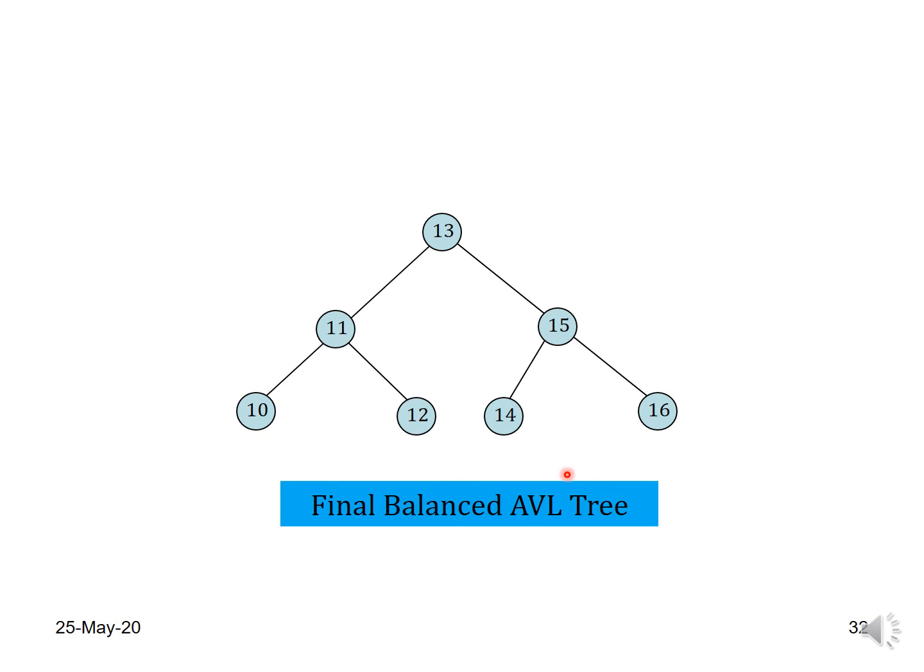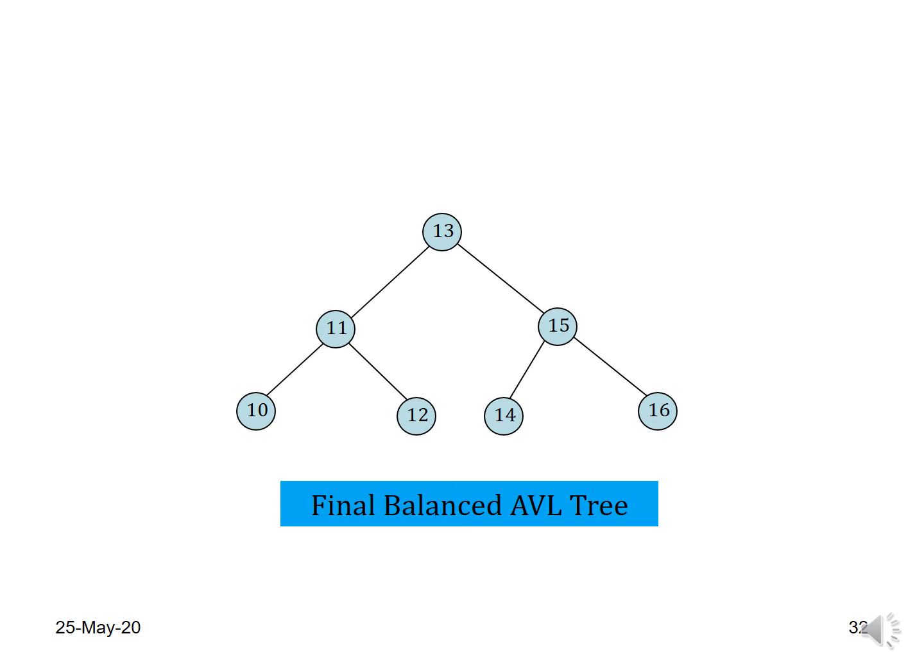Final AVL tree, final balanced AVL tree we can say. Now we can check the balance factor of all these nodes, like the balance factor of 10, 12, 14, 16, this will be 0 and this is also 0 because 1 minus 1 will be 0, and the balance factor of 15, this is also 0, and the balance factor of 13, this is 2 minus 2, this is also 0, so we can say this is the final balanced AVL tree.